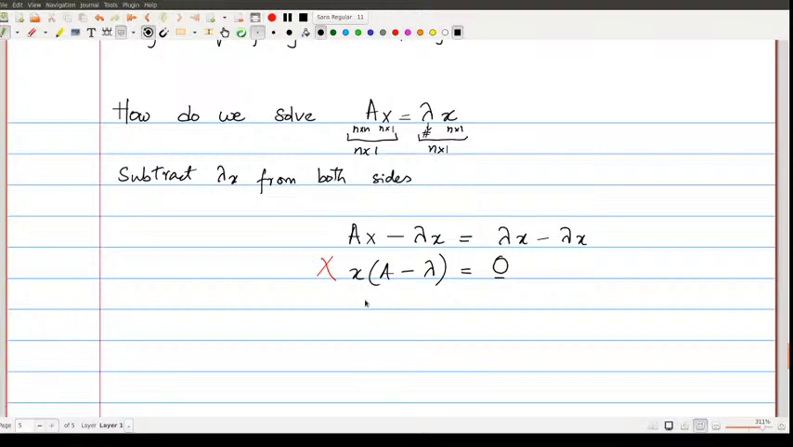The reason this is wrong is notice that this vector is an n by 1 vector, and this matrix is an n by n matrix, and this is just a number. So the first question is, how do we really subtract a number from a matrix? And the second question is, even if we somehow manage to do that, that's not possible.